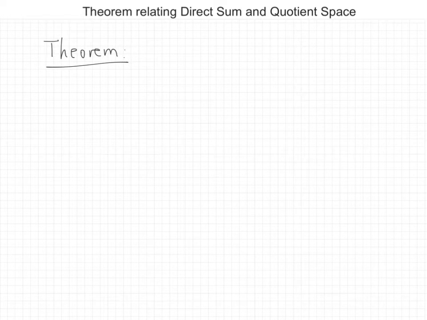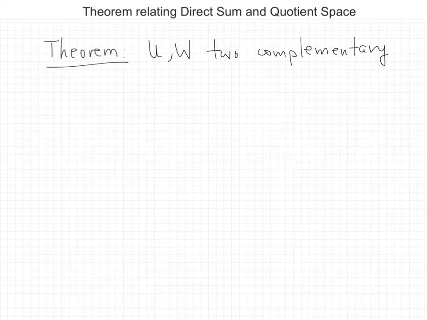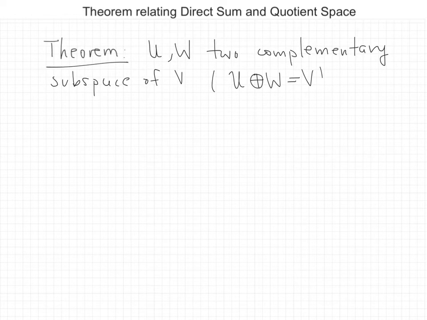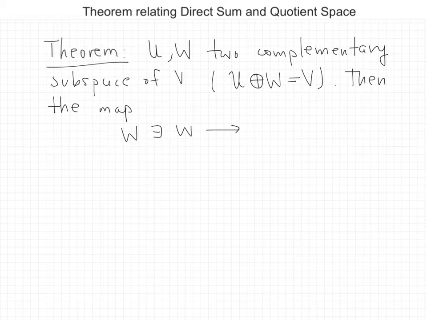So here's a more precise statement of that theorem. So let's say we have U and W, and those are two complementary subspaces of a vector space V. So again, remember that just means U direct sum W is equal to V. Then the map, and now we just write up the map that I have been talking about a second ago, which takes a vector w in the subspace W and maps that vector to the vector w plus U.